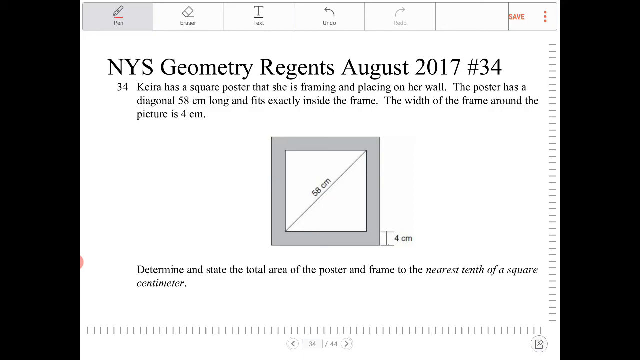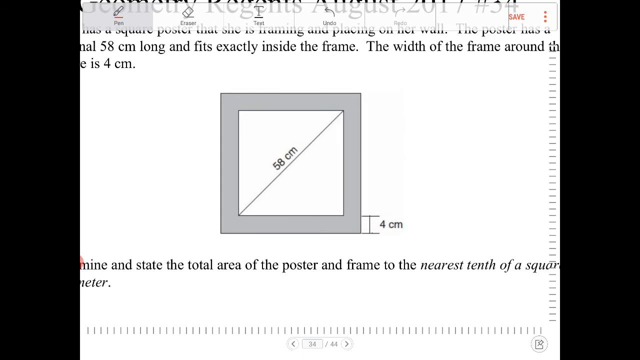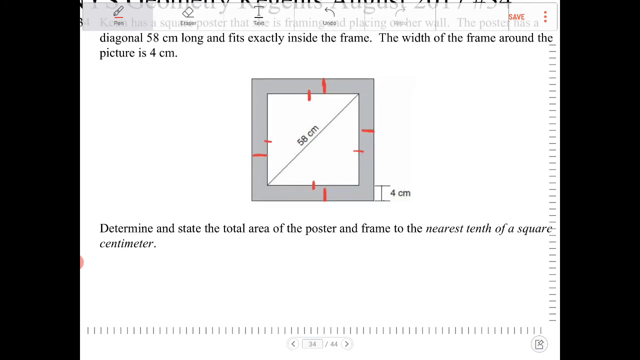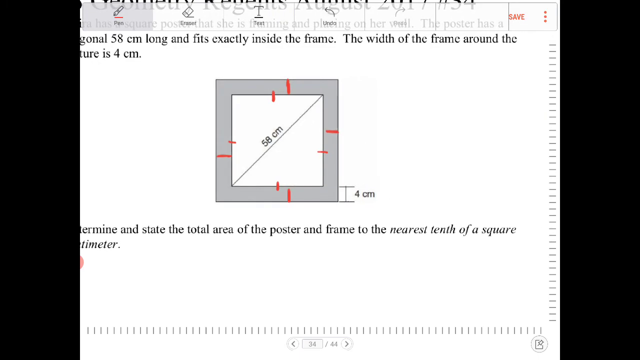Based on that description, the white quadrilateral here is a square, so all sides are going to be congruent. The shaded region is the frame, and it is going to be uniform in width all throughout. So all of those are going to be 4 centimeters wide. Determine and state the total area of the poster and frame to the nearest tenth of a square centimeter.